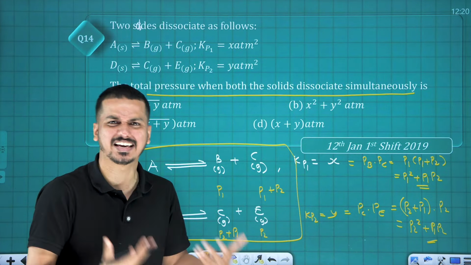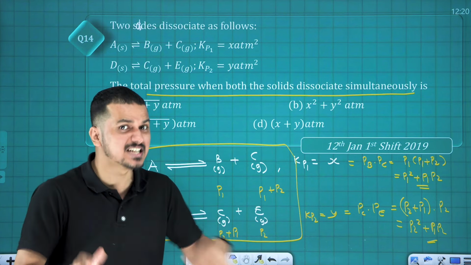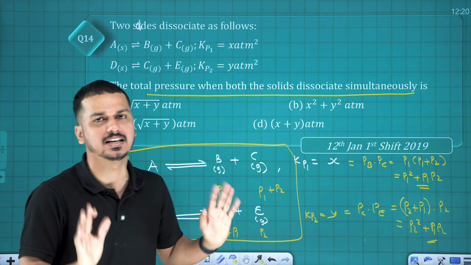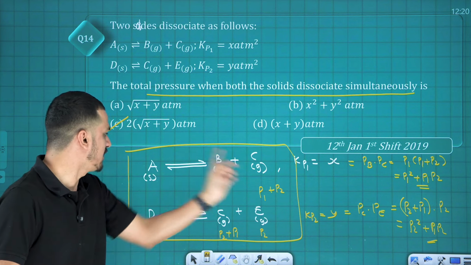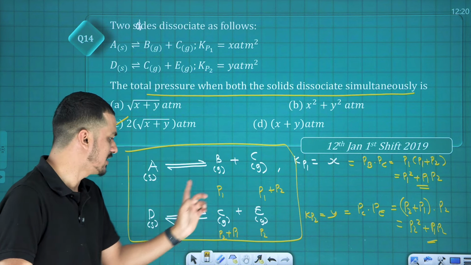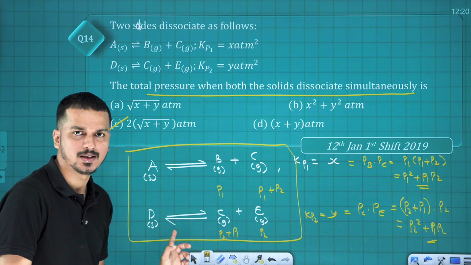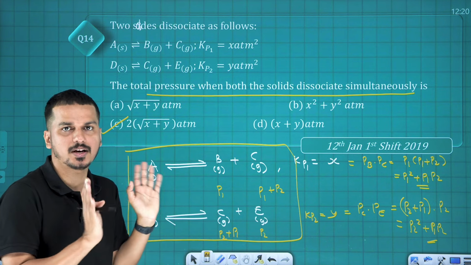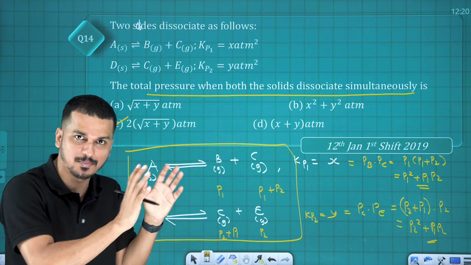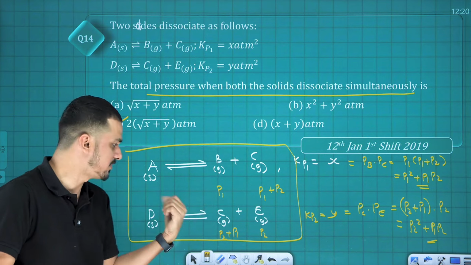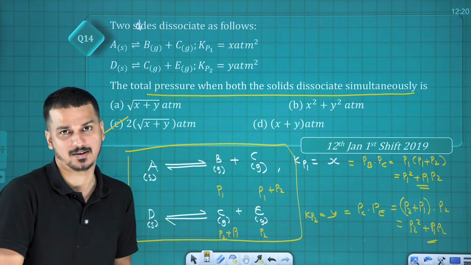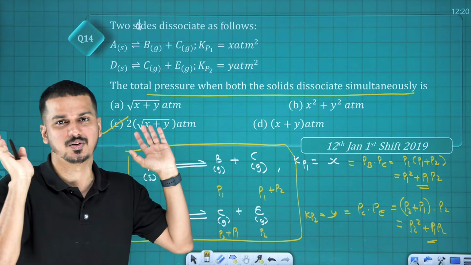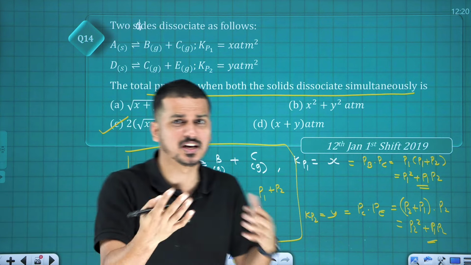We can easily relate them if you know the basic fundamentals. Here the only thing is that C is coming from solid A as well as from solid D. So both pressures we have to add together. From here also we are getting C, from here also we are getting C. So both gases will make a total pressure. We have to keep that in mind, then we can solve. This is just like simultaneous solubility, which you also did.